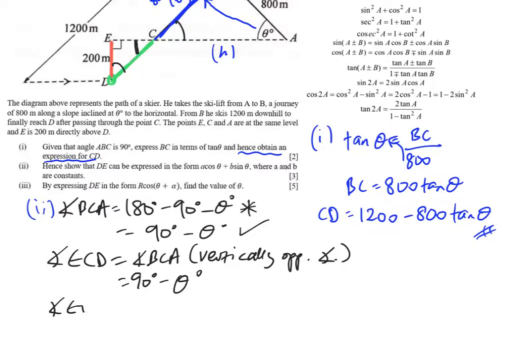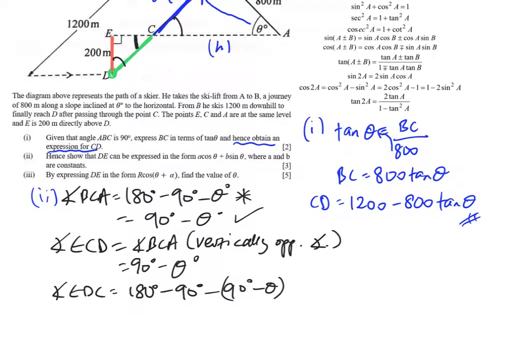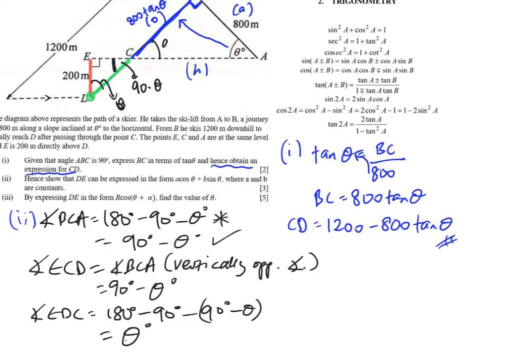And with that, I can actually find the remaining angle, which is angle EDC, right here. Angle EDC is just 180 degrees minus 90 degrees minus that 90 degrees minus theta. Please put a bracket here. So at the end, EDC is also theta degrees. So over here is actually theta degrees, and over here is 90 minus theta, as we have said earlier. Same thing for here, 90 minus theta.